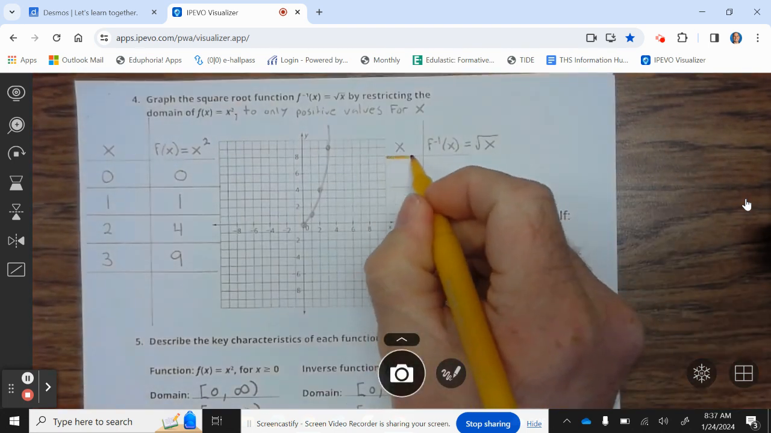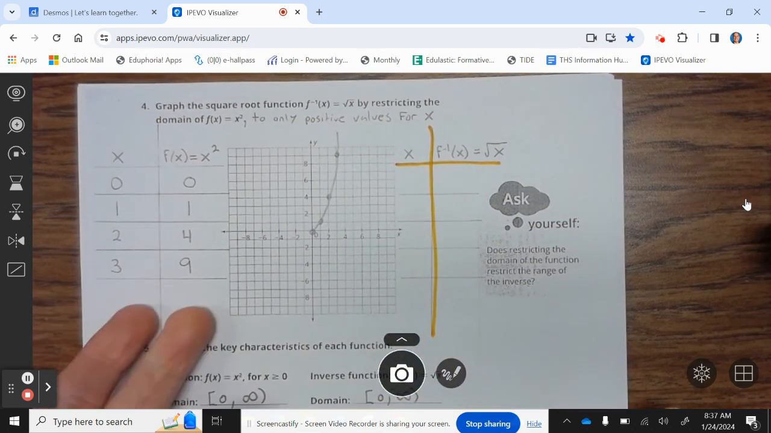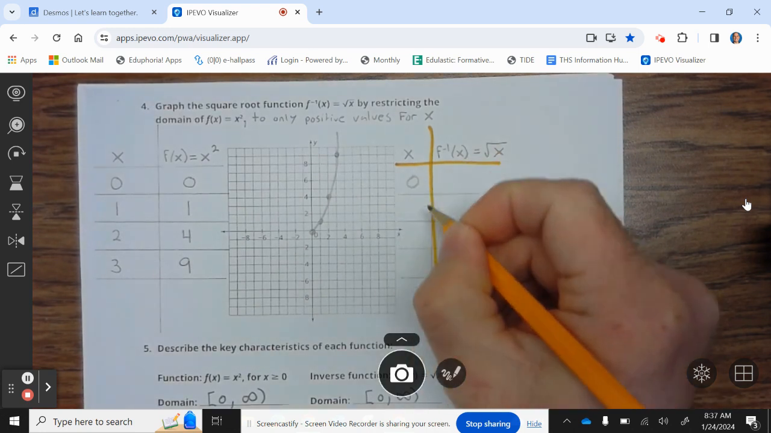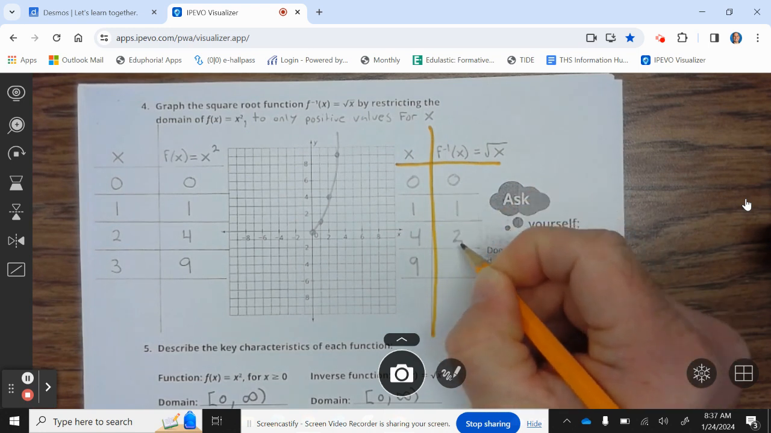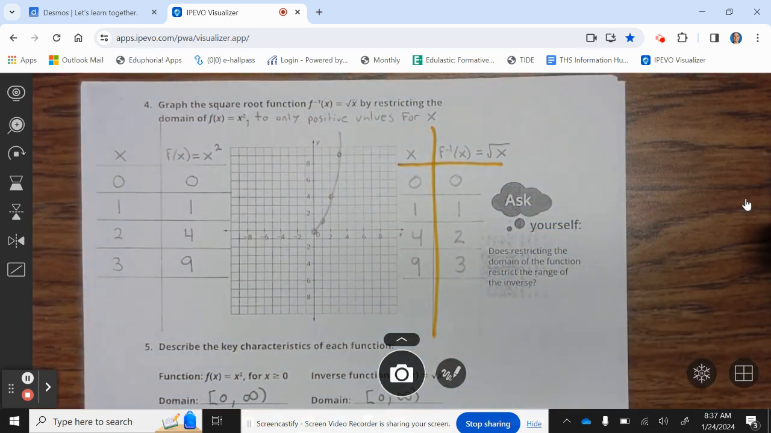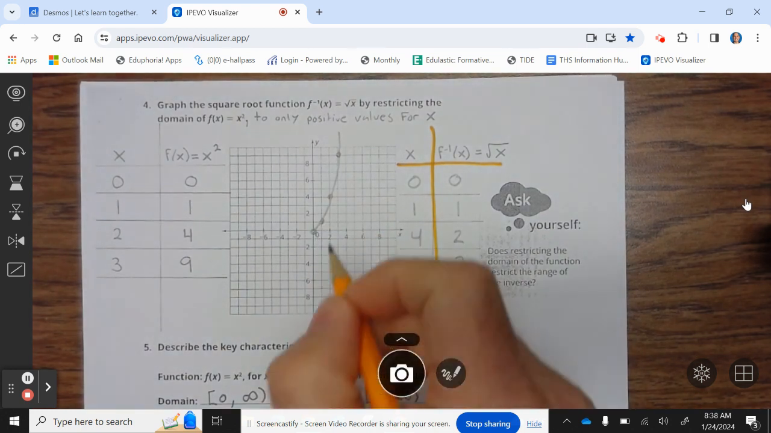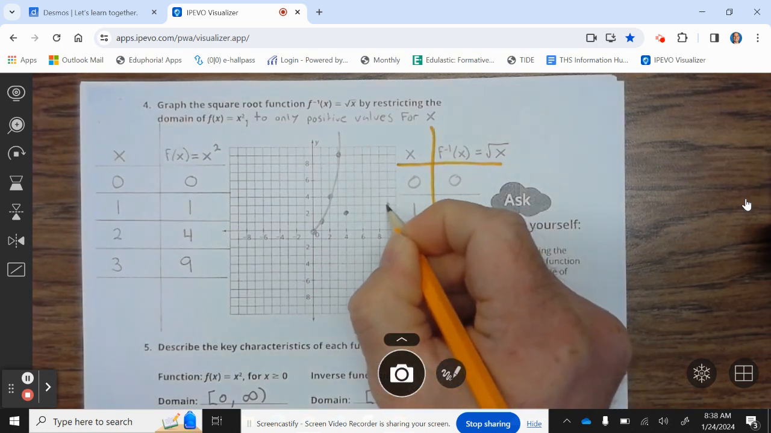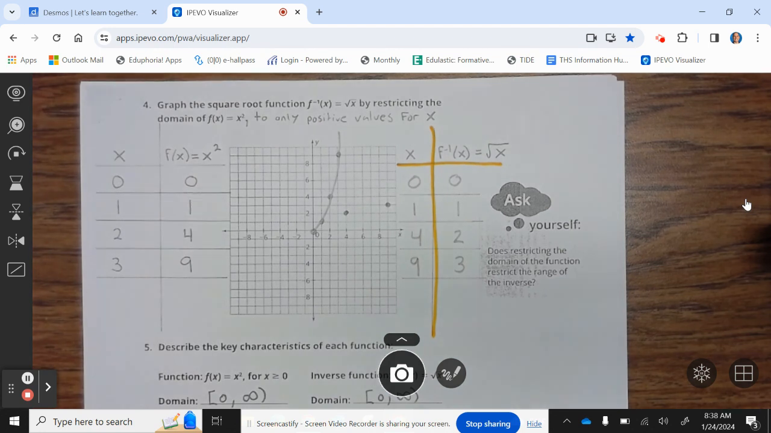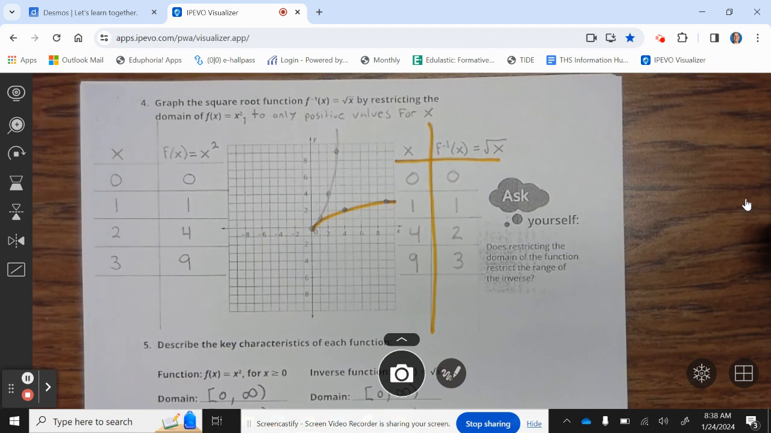Let's go and do the inverse in yellow. Now remember the inverse, we switch the values. So this becomes 0, 1, 4, 9. And this becomes 0, 1, 2, 3. Okay, so let's go ahead and graph those points: (0, 0), (1, 1), (4, 2), (9, 3). All right, go ahead and finish up the graphs.